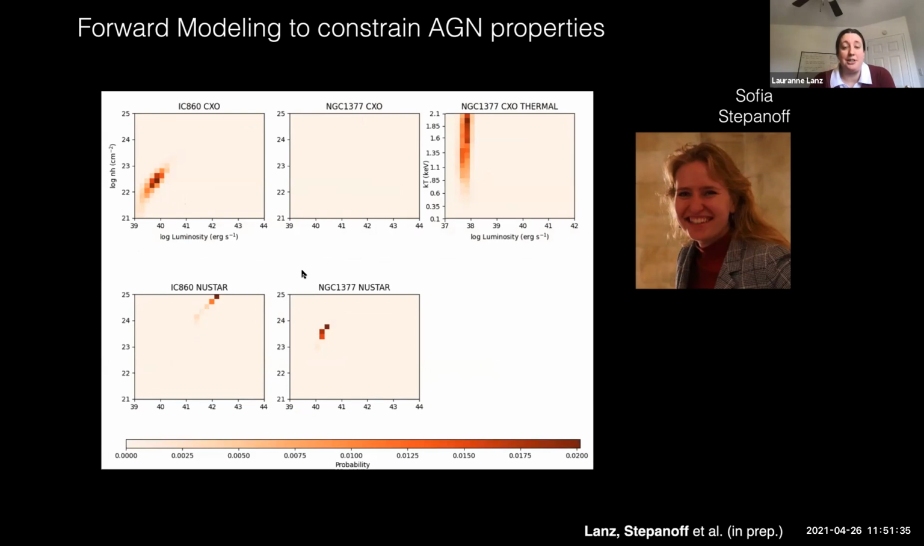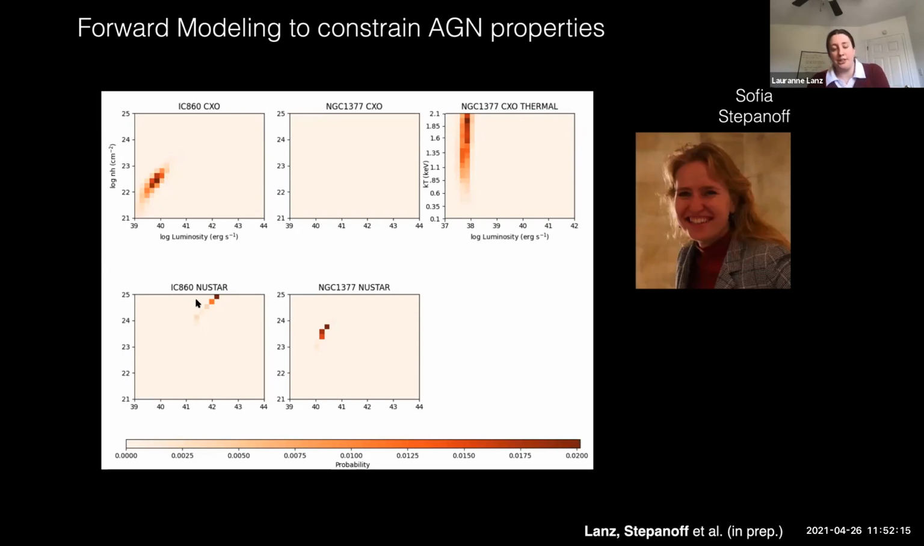1377 was interesting because a power law did not work for the Chandra data. It was just too soft. So we also tried a thermal APEC model, and that worked reasonably well, but put it at quite low luminosity. NuSTAR, on the other hand, said, yeah, for quite an obscured AGN, I can give you some models that work reasonably well. So we're getting different answers between those two. And we're somewhat still in the process of figuring out exactly what this means. One thing that could be happening here is when you get to such extreme obscurations, our simple model may not work all that well anymore.